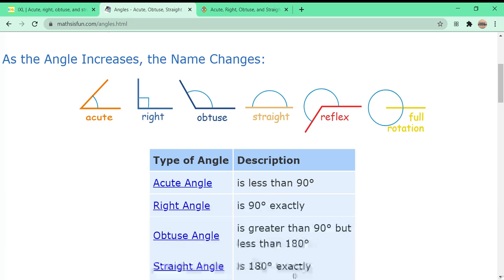We're not going to be learning about reflex and full rotation. We're going to be learning about that in another video. Let's learn more about acute, right, obtuse, and straight angles step by step.